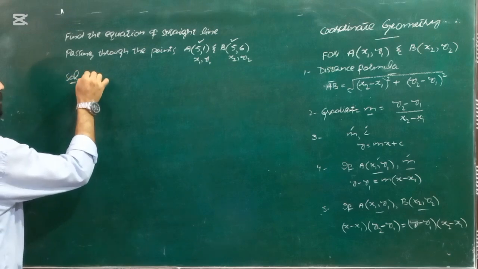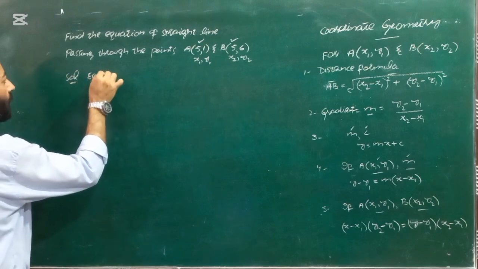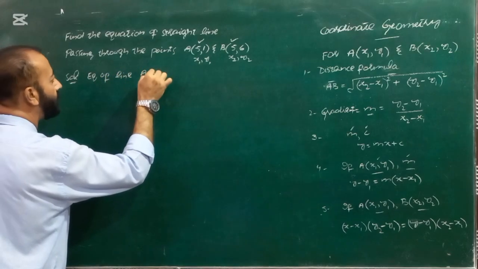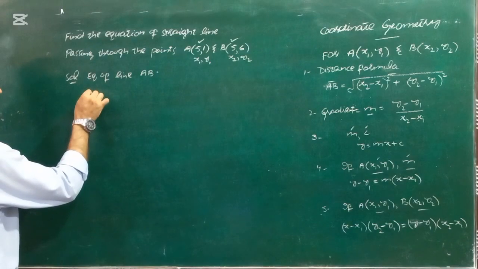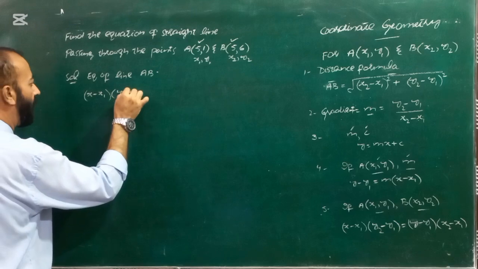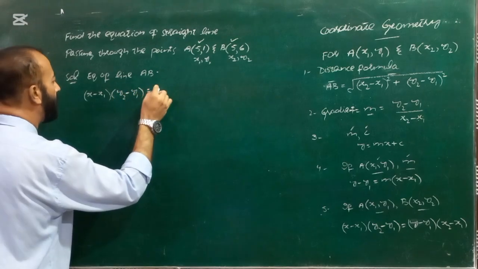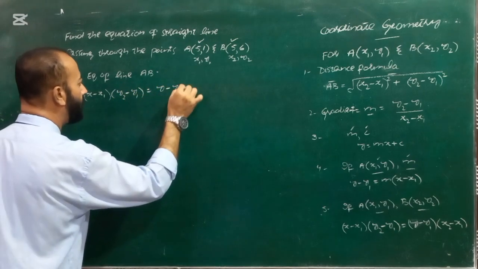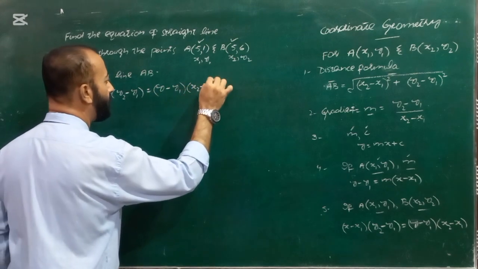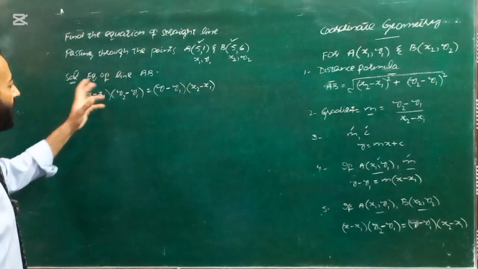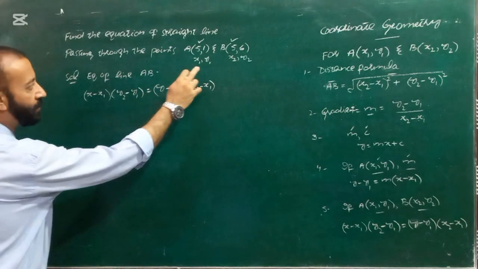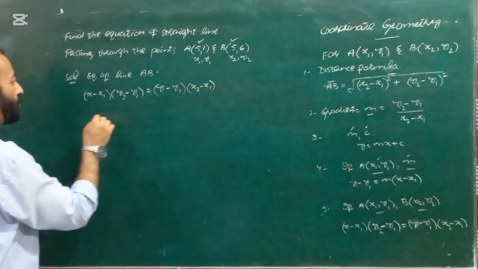So look now, the formula will be used for the equation of line AB. The formula is x minus x1 into y2 minus y1 is equal to y minus y1 into x2 minus x1. So this will be the formula for making the equation of the line. And now we are going to put the values into it. So x1, y1 and x2, y2 values are going to be put into the formula.